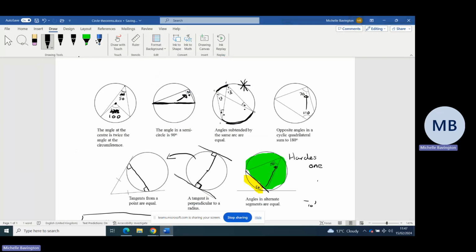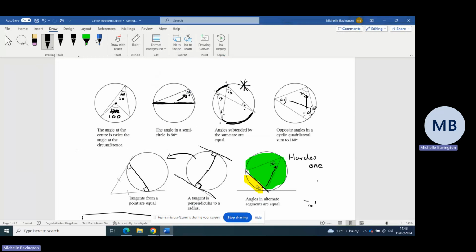Opposite angles in a cyclic quadrilateral sum up to 180. I think that's prior knowledge. So if this angle was, I don't know, 100, then this one would be 80. Yeah, prior knowledge.